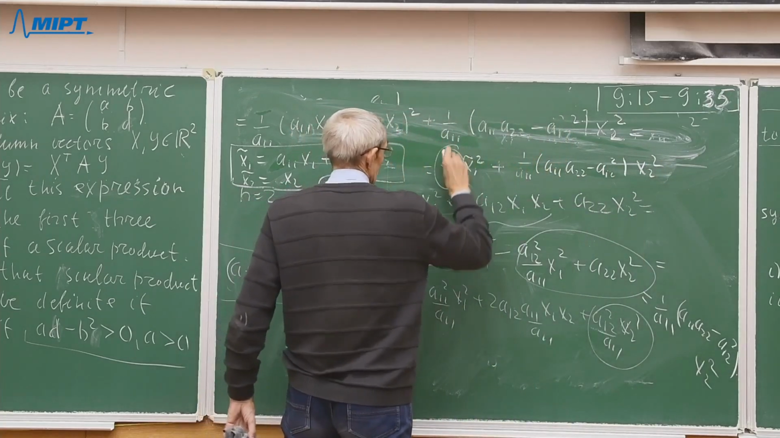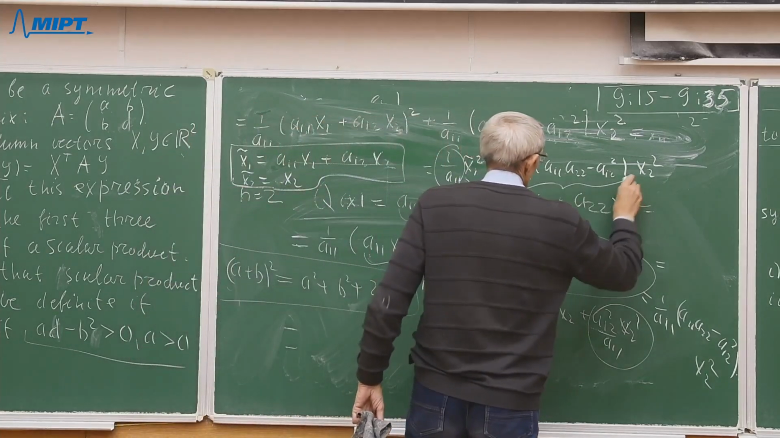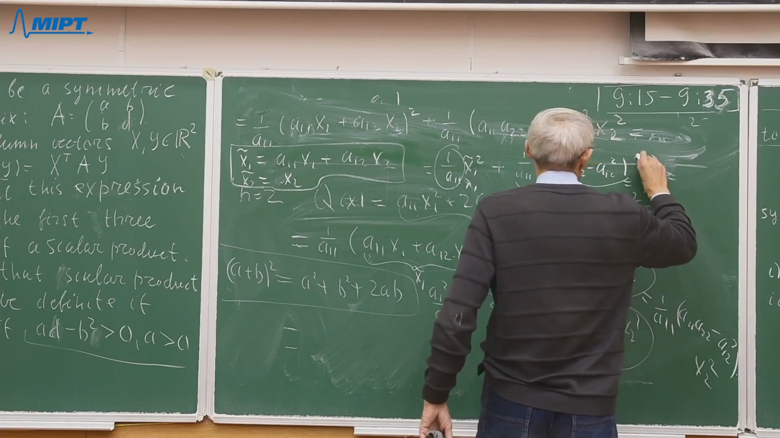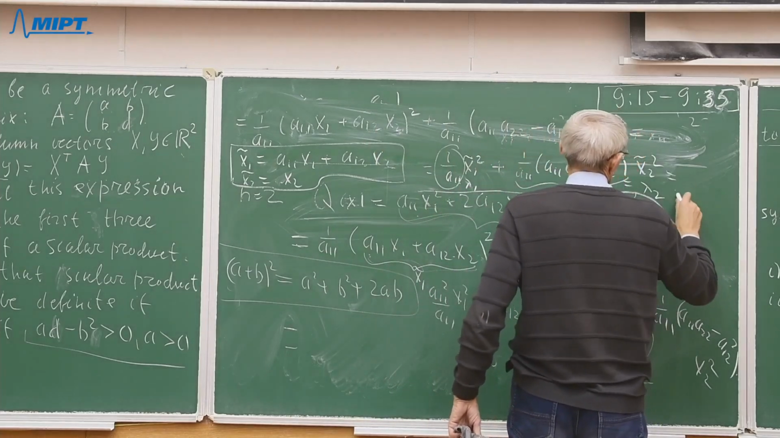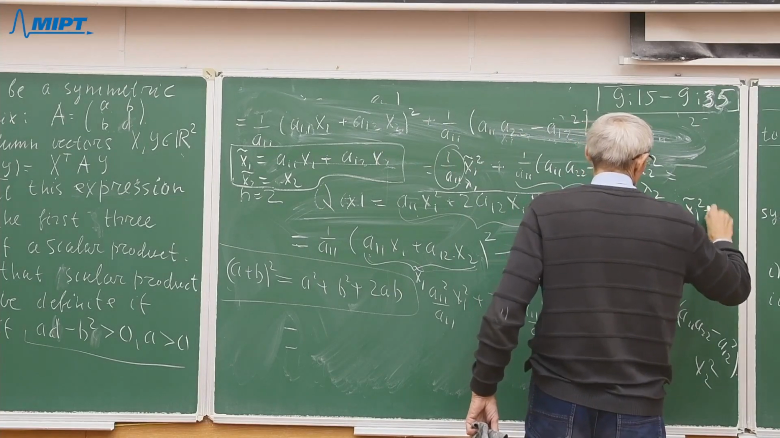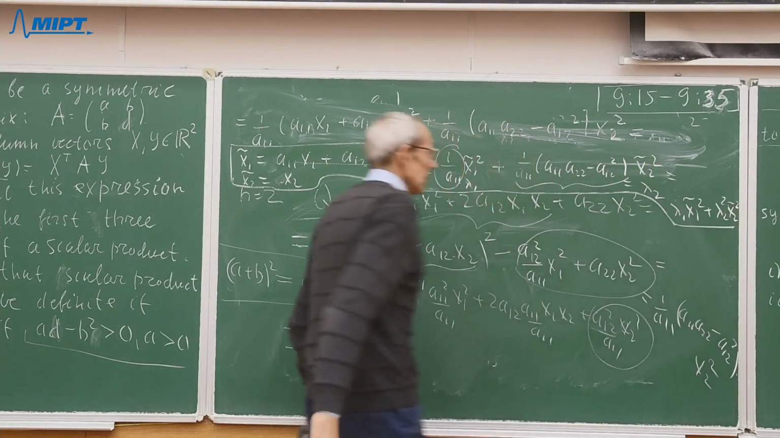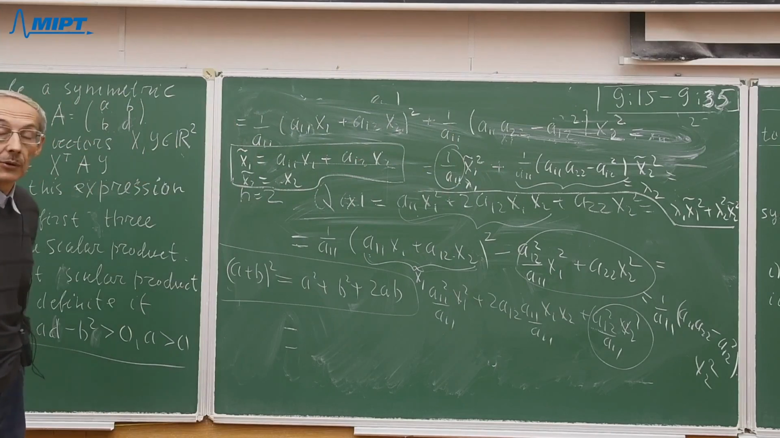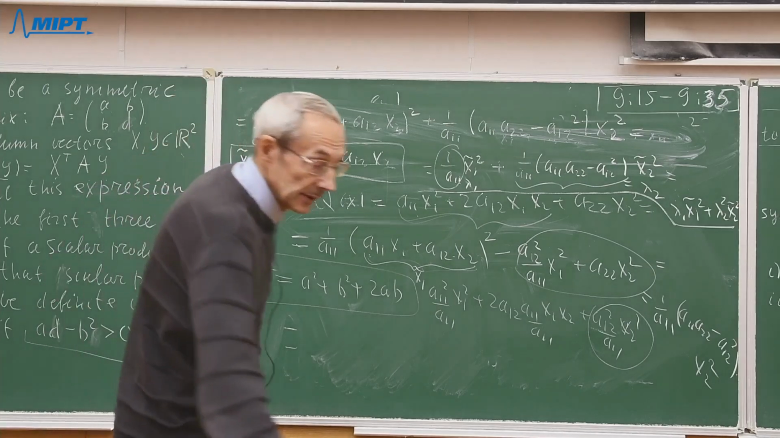If I put this expression, I can denote these coefficients by lambda 1, and these coefficients I can denote by lambda 2. And I obtain that this expression is equal to the sum lambda 1 x1 tilde square plus lambda 2 x2 tilde square. And I obtain the canonical form of our initial form in the particular case when the dimension is equal to 2.